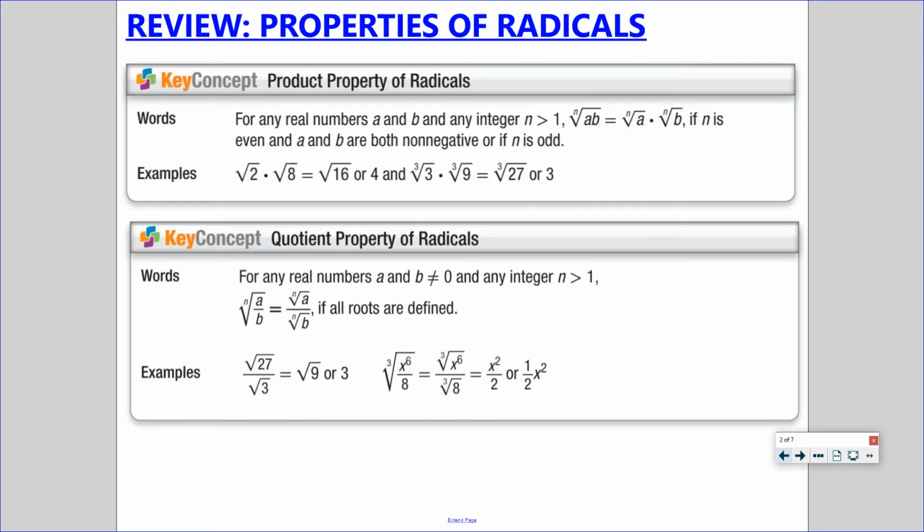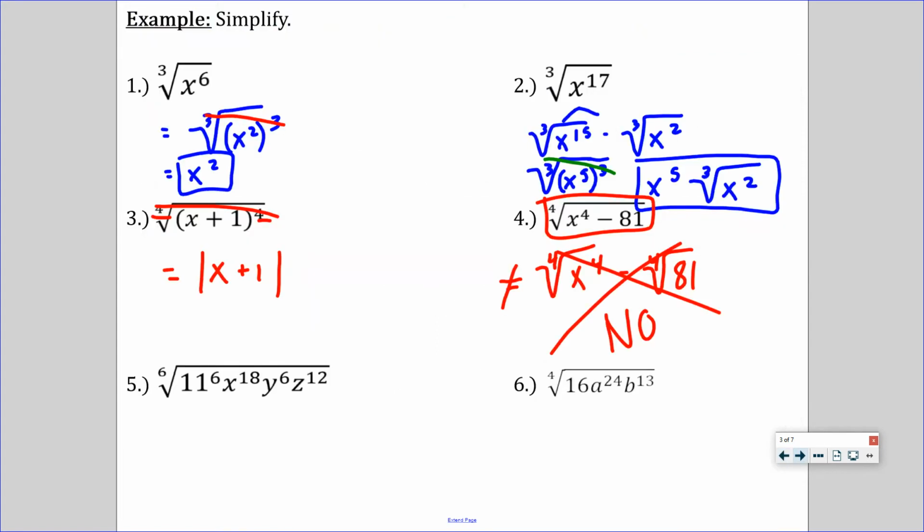That's the big concept here: you can only split it up if it's a product or a quotient, not adding and subtracting. Let me give you a number example. Let's say we have 5 squared minus 4 squared. That would be 25 minus 16, that'd be 9, and we get 3.